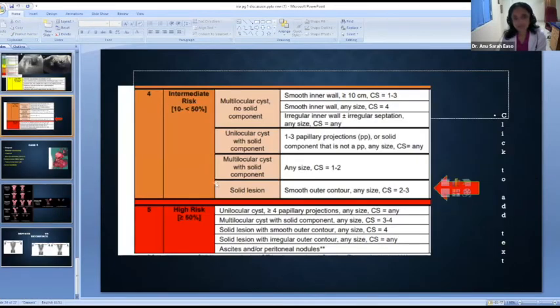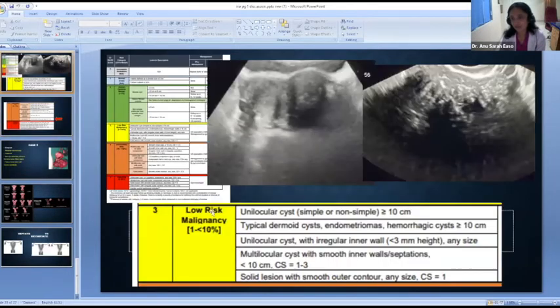So O-RADS 4 and 5 will be high risk, which we have already discussed, that will have a high-risk enhancement on MRI in dynamic post-contrast images, while ultrasound O-RADS also you can use to categorize the lesion. What we already discussed is the MRI O-RADS, right?